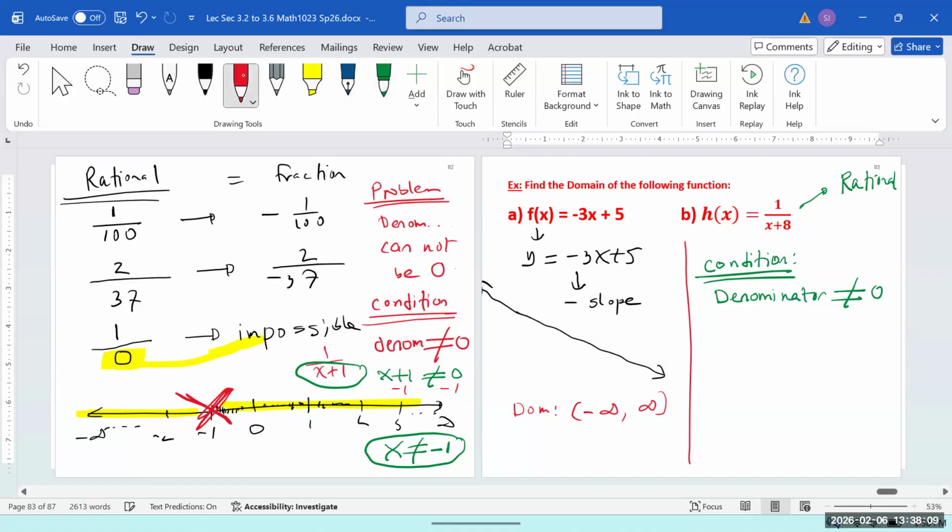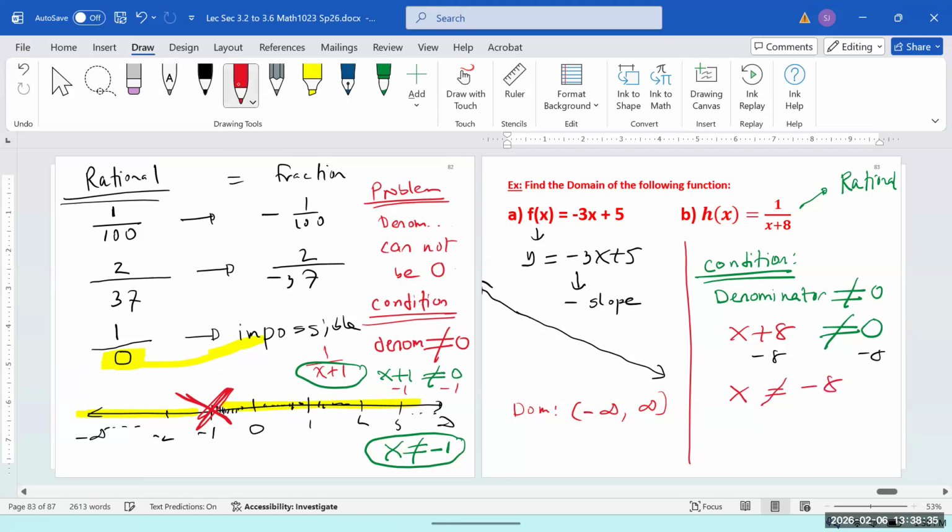So you start with your denominator. We have x plus 8. And that denominator definitely cannot be 0. And now solve for x. What do you do? Subtract 8. So x cannot be what number?